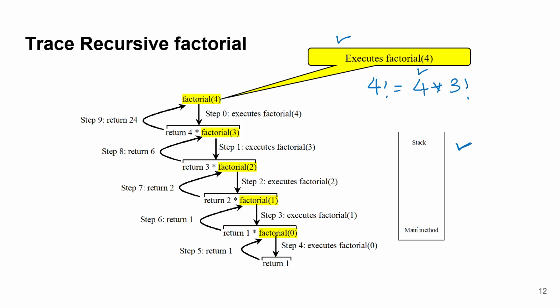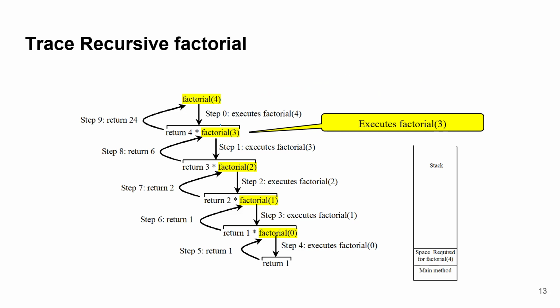So main method is working here, and the main method invokes factorial 4. Right, so main method will need some space on the stack for its own variables and all. Now you know that 4 factorial is defined as 4 multiplied by 3 factorial. Right, so what will happen, invocation of factorial 4 will result in the invocation of factorial 3. This is a recursive thing, right? So when you say factorial 4, then in the factorial 4 you will invoke factorial 3.